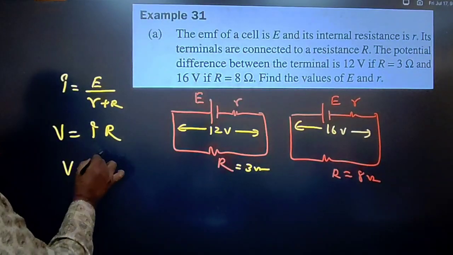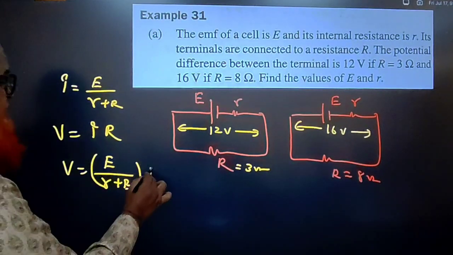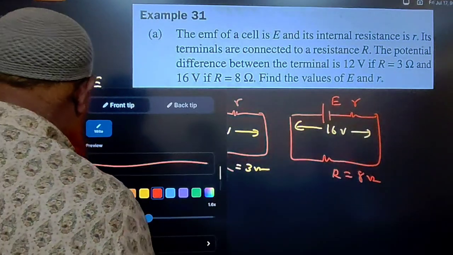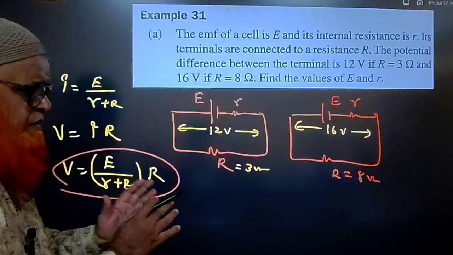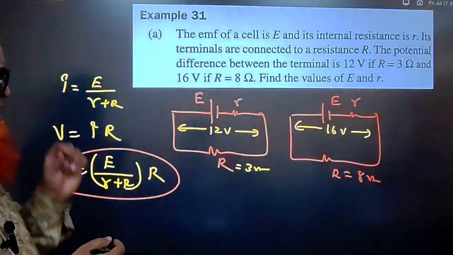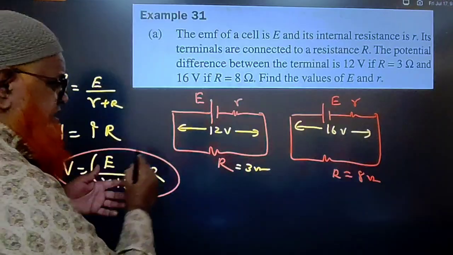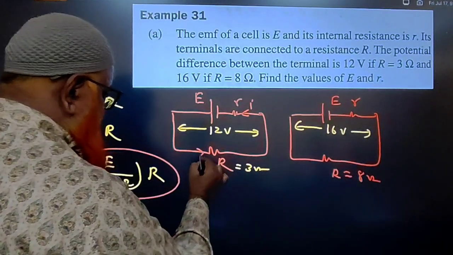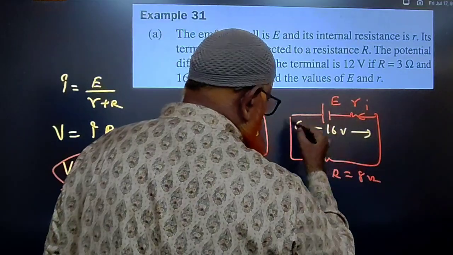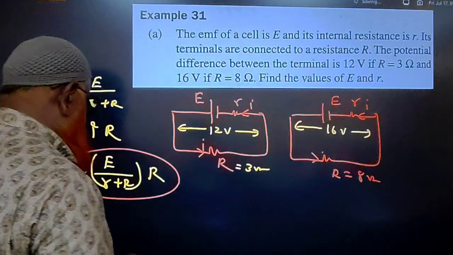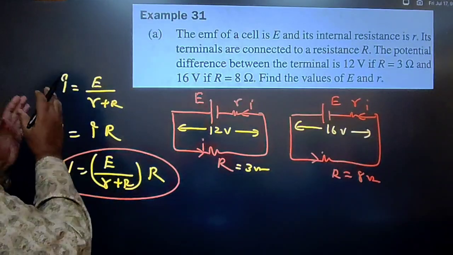That means V is equal to I into (E by small r plus capital R) into capital R. This is the formula for potential. Hope you understood. Try to understand the concept first, then only you can solve the problem. The current in the circuit is trying to pass from higher potential to lower potential. Then I is equal to E by small r plus capital R. That is the current here now.